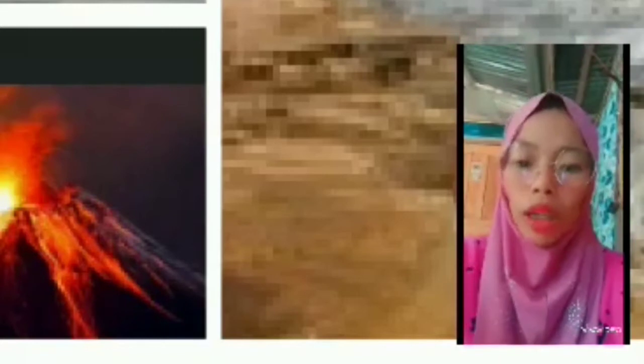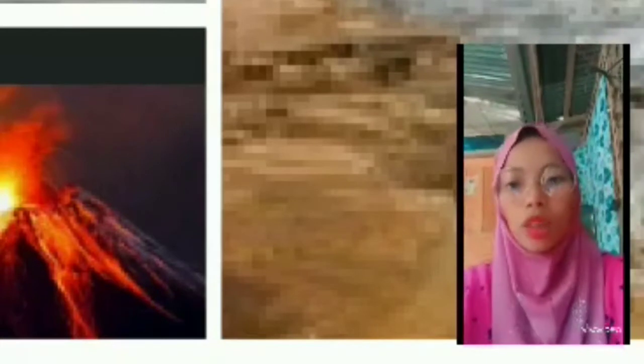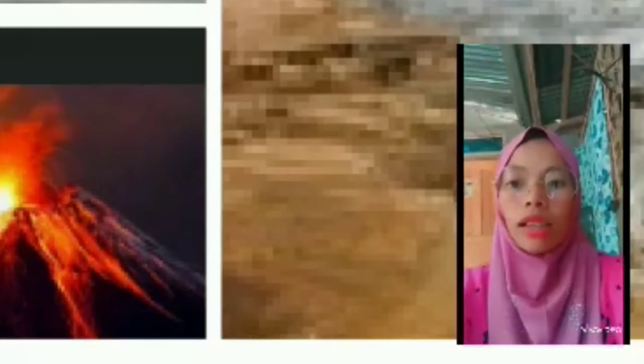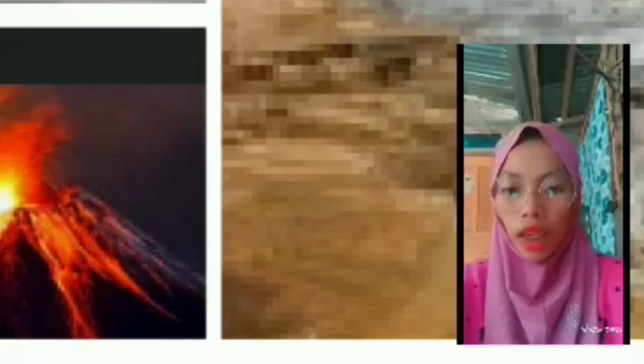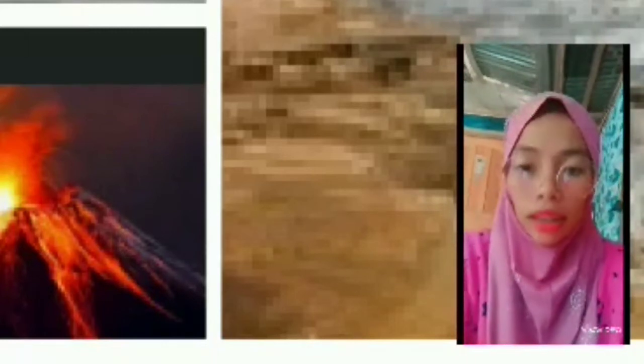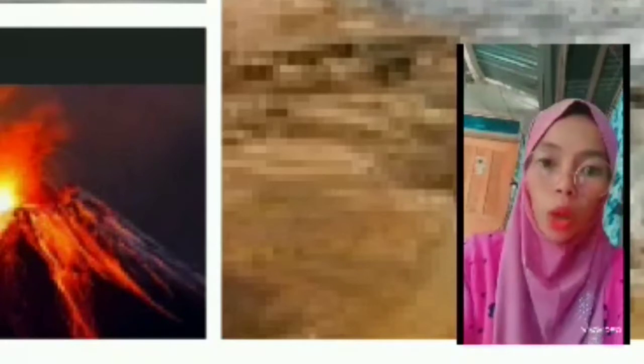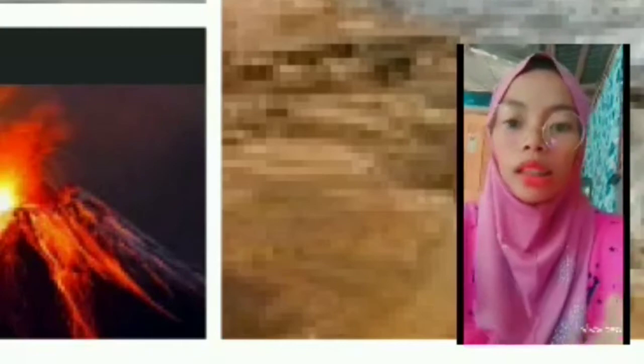Pagtutuyo ng mga lupa na malapit sa bulkan. Increases in the temperature of hot springs, wells, and crater lakes near the volcano. At ito rin yung sanhi ng pagkainit ng mga tubig na malapit sa bulkan, kagaya ng spring wells. Sobrang init ng mga tubig.